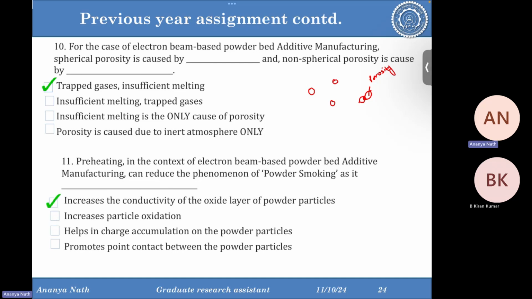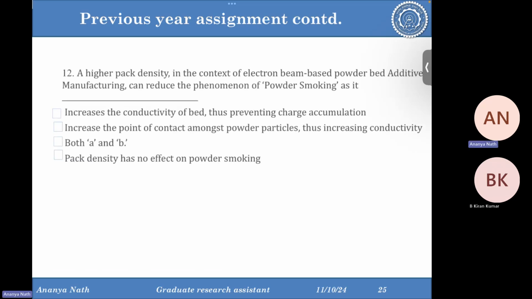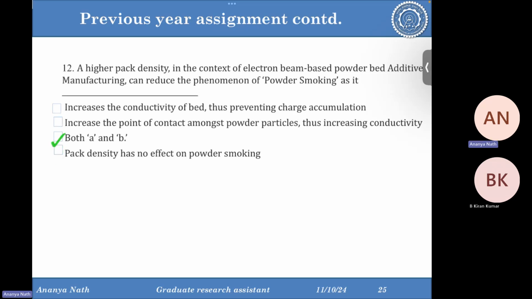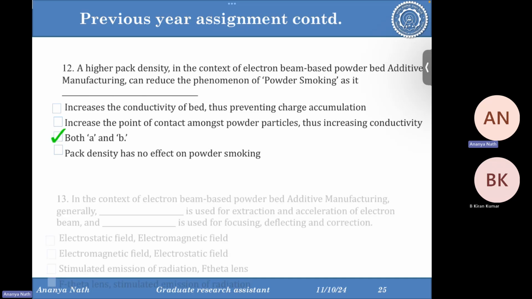Preheating in the context of electron beam based PBF can reduce the phenomena of powder smoking, basically increasing the conductivity of the oxide layer of the powder particles. Then a higher pack density in electron beam based powder additive manufacturing can reduce the phenomena of powder smoking as it increases the conductivity of the bed, thus preheating reduces charge accumulation, and increases the points of contact amongst powder particles, thus increasing the conductivity.